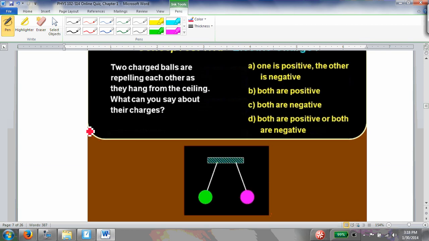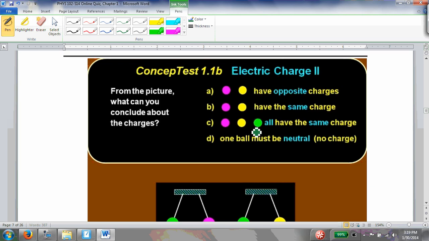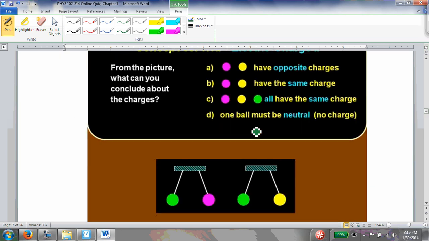All right, two charged balls are repelling from each other. What can you say about these charges? Okay, these two charges have to be either both positive or both negative. So they have to be the same charge. What can you conclude about these charges? And in this one, these are two separate situations. So let's just say that yellow is positive.